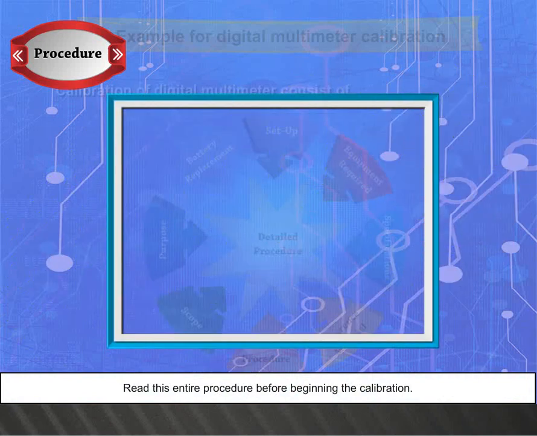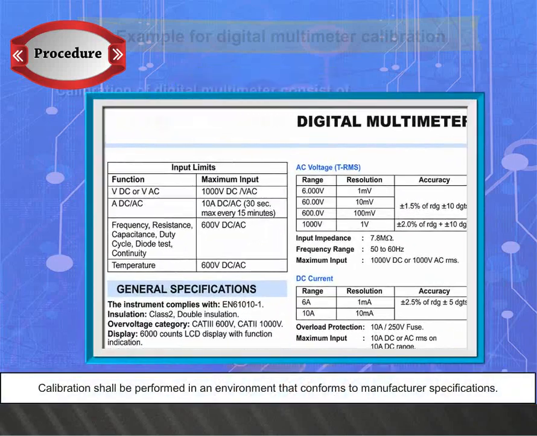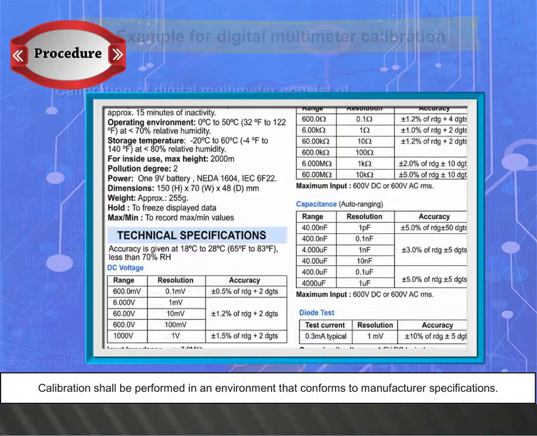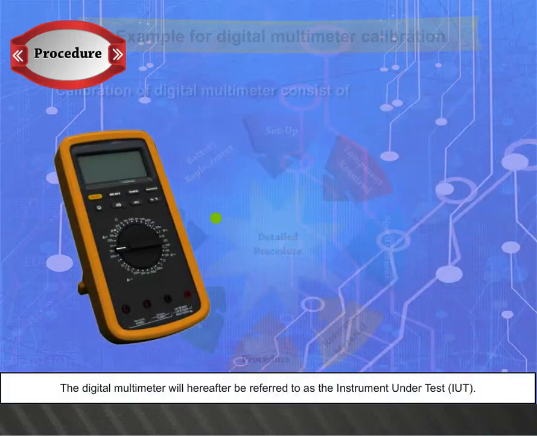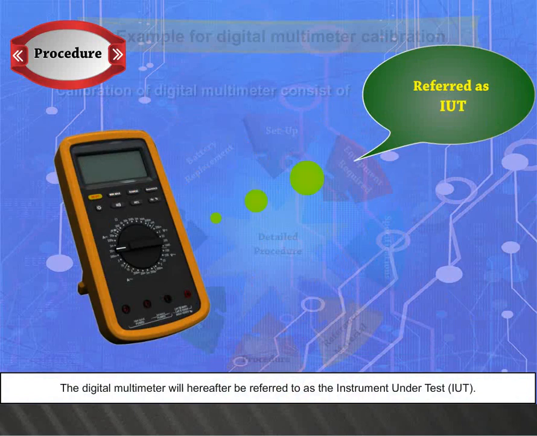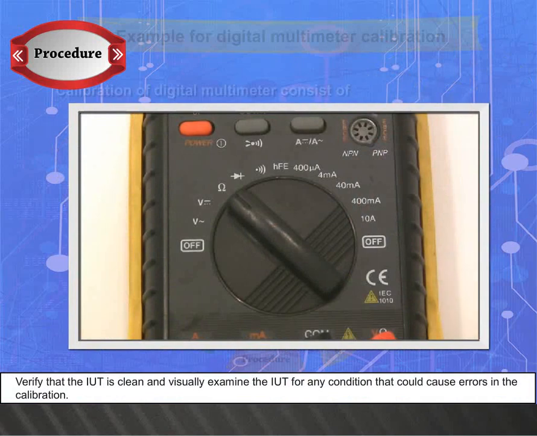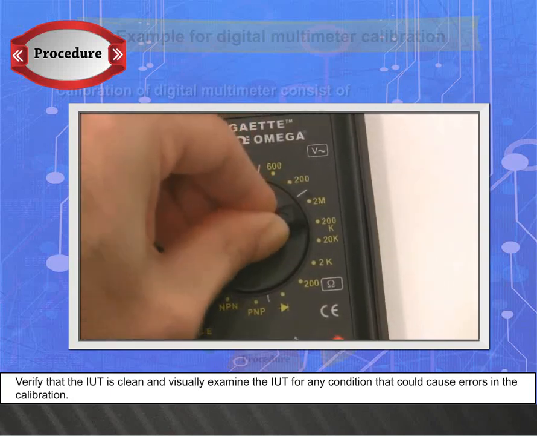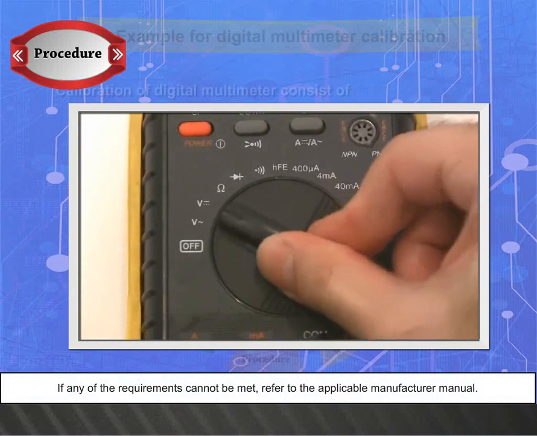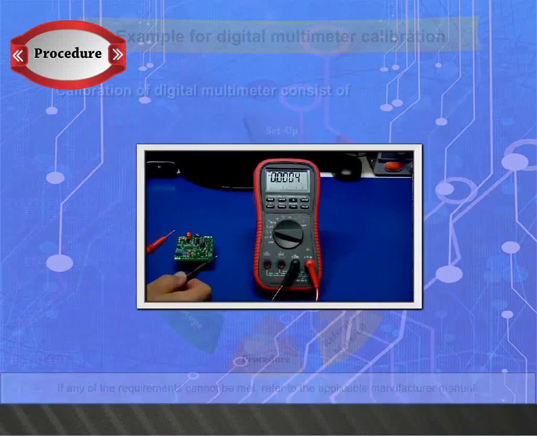Read this entire procedure before beginning the calibration. Calibration shall be performed in an environment that conforms to manufacturer specifications. The digital multimeter will hereafter be referred to as Instrument Under Test, that is IUT. Verify that the IUT is clean and visually examine the IUT for any condition that could cause errors in the calibration. If any of the requirements cannot be met, refer to the applicable manufacturer manual.